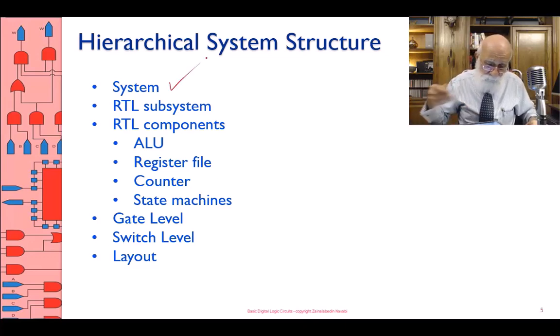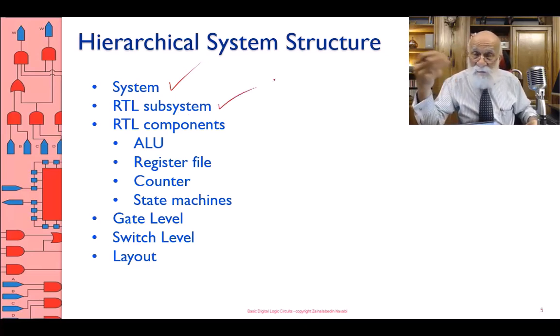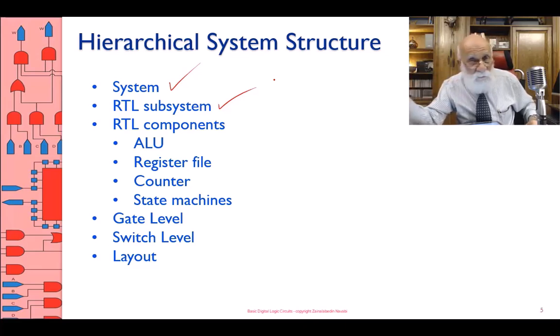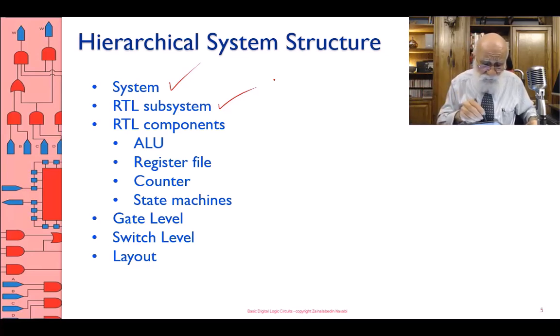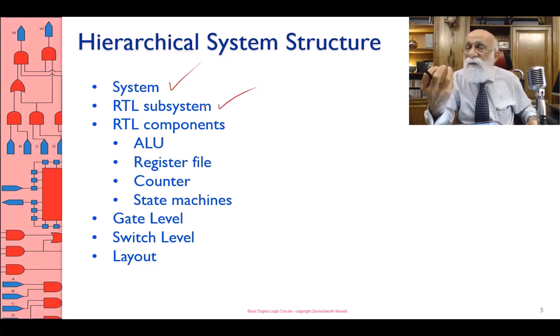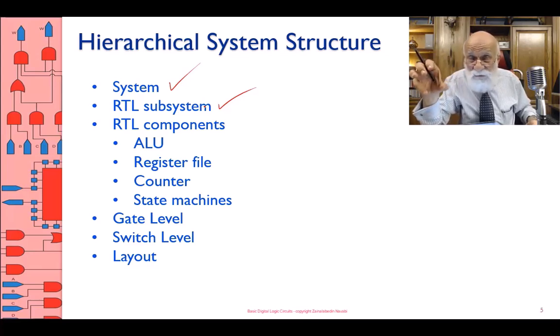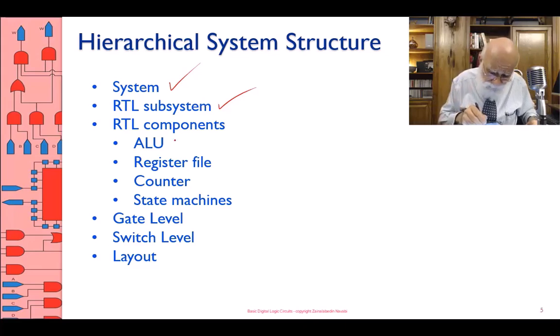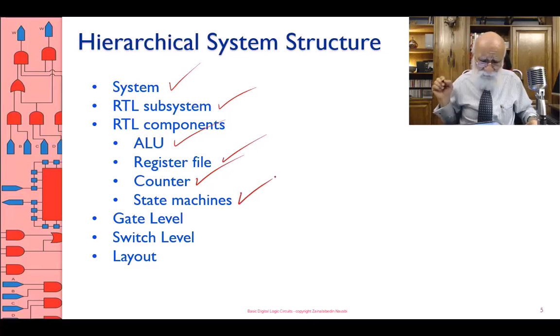So you have a system, you have RTL subsystems: a filter, a processor, a trigonometric function, and an exponential function. These are the little components, RTL subsystems. You get into one of these RTL subsystems, let's say the filter. Then you look inside it, you see, oh, there is a logic unit, there is a register file, there is a counter, there is a state machine.